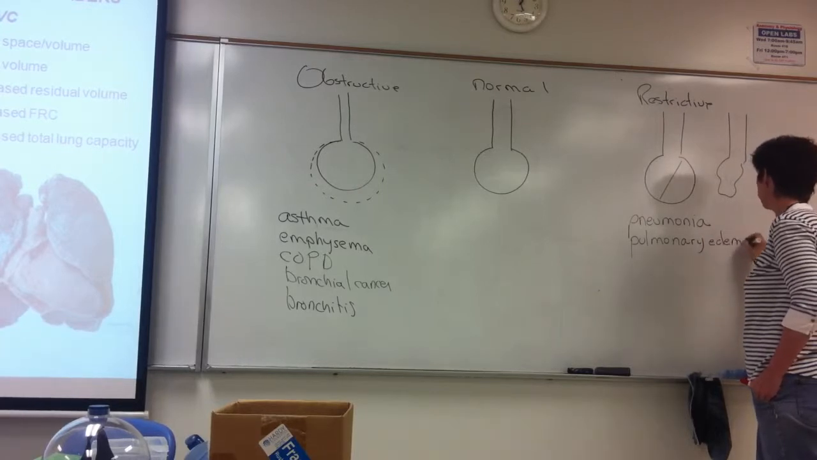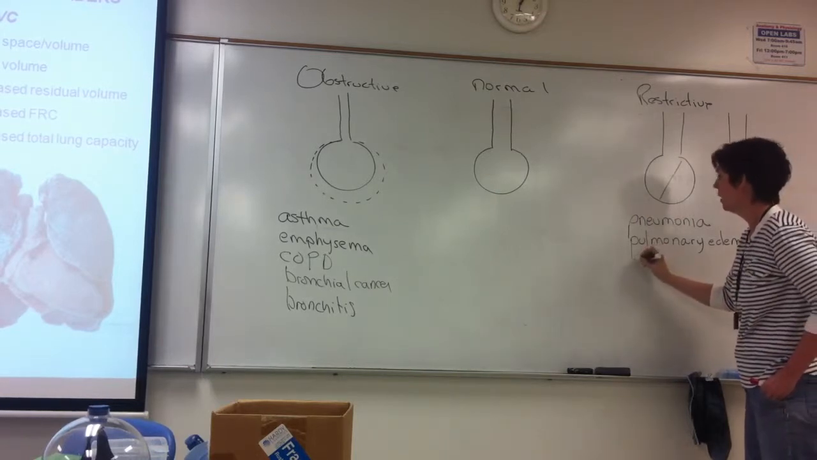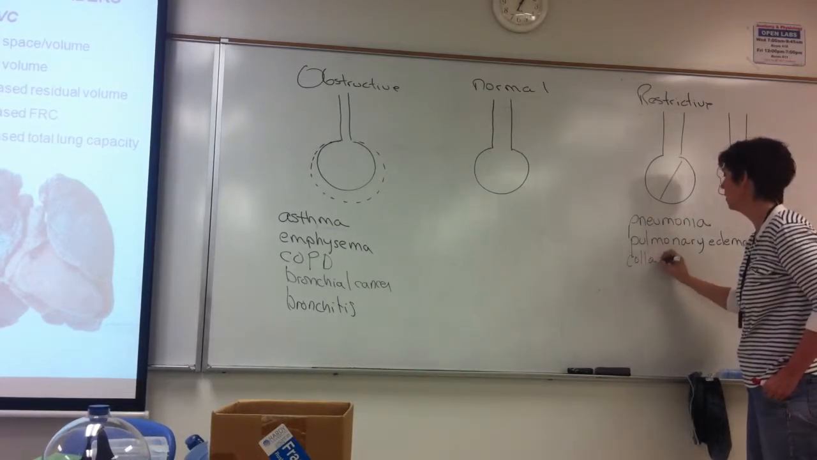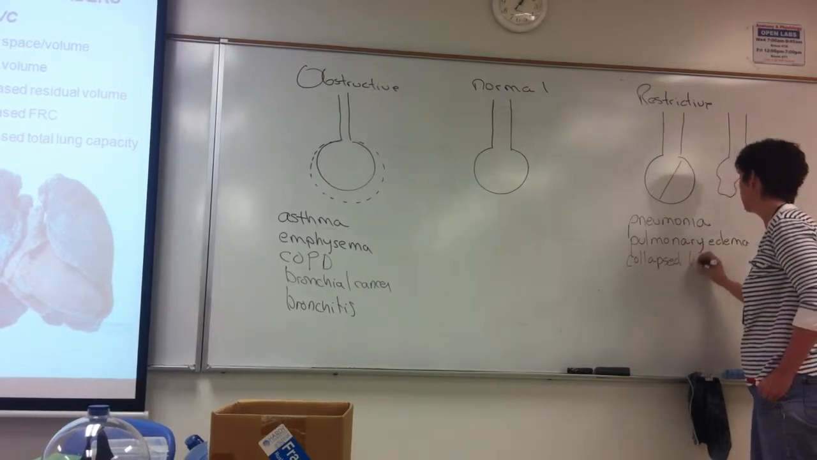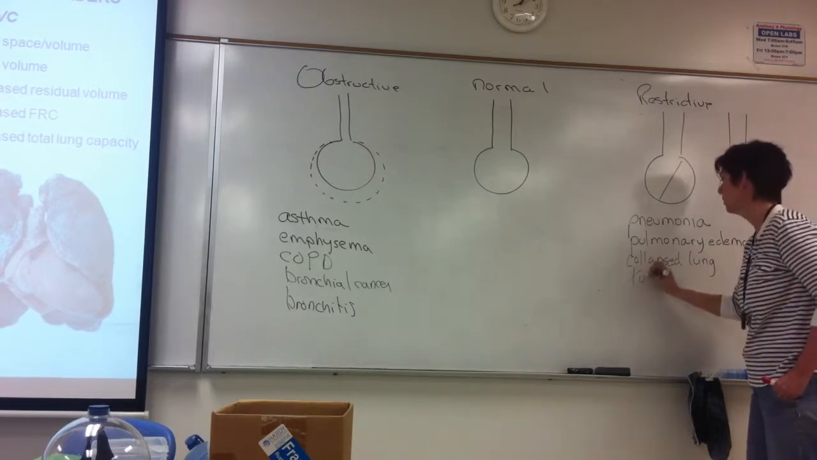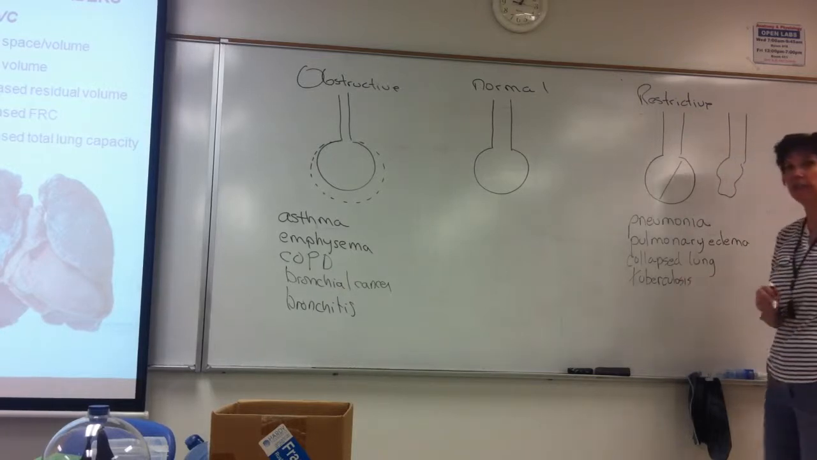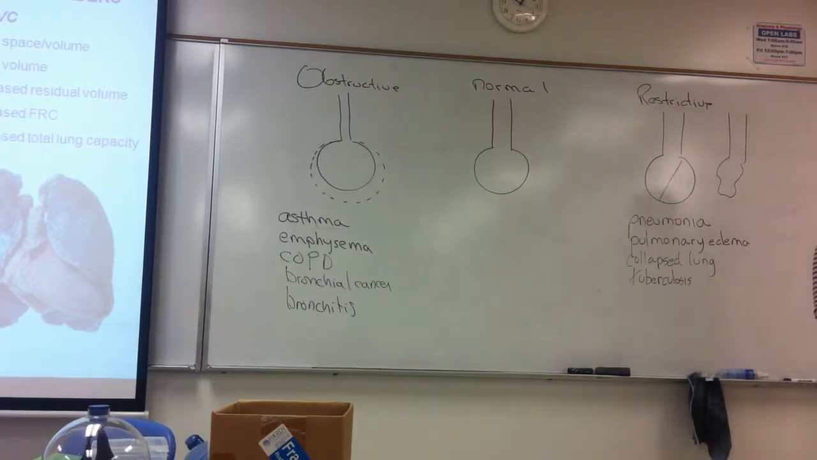Pulmonary edema. Any collapsed lung. Tuberculosis. What's that? Tuberculosis is a bacterial infection that the body tries to rid itself of by creating a wall that blocks off the location of the infection, but it also blocks off that site for gas exchange. Doesn't it usually stay up in the upper parts of the lungs?